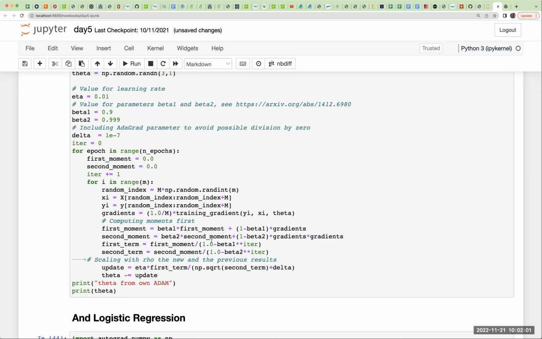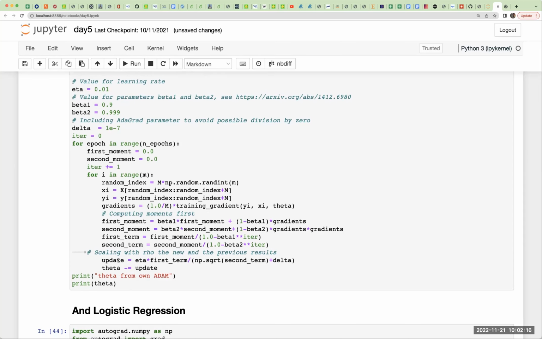And then you have the first term, which now scales the result in terms of just the gradient. And then you have the second term, which scales the result in terms of the second gradient. And then the update is actually given by the first term divided by the square root of the second term here. So this is a kind of root mean square propagation with a kind of momentum baked in.